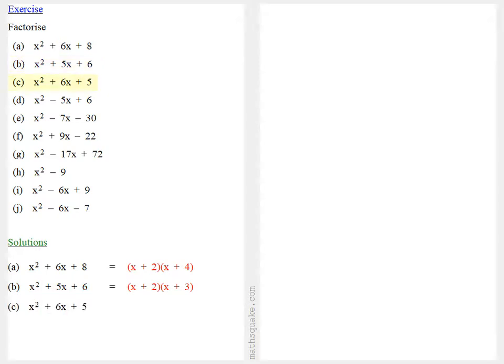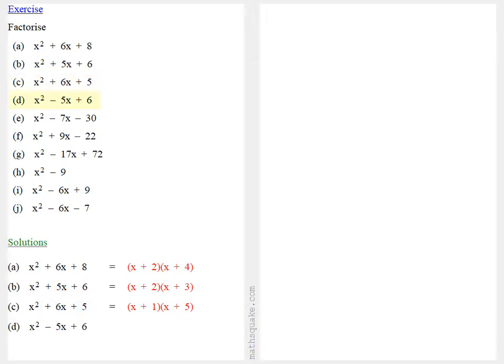In question C, we have x squared plus 6x plus 5. We want two numbers that add to make 6 and multiply to make 5. Well, that would be 1 and 5. 1 plus 5 is 6. 1 times 5 is 5. So the factors are x plus 1 times x plus 5.